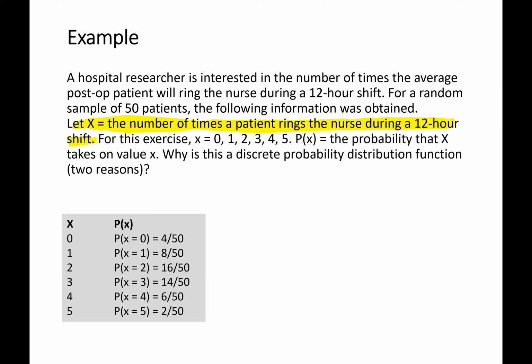For this example of 50 patients, the discrete random variable took on the values from 0 to 5. So the least number of times a post-op patient rang the nurse in a 12-hour shift was none. What a good patient. And the most number of times in a 12-hour shift was 5.